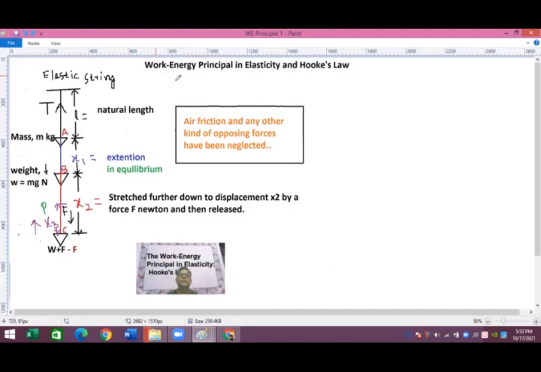In order to understand the work energy principle in elasticity, you should first have the knowledge of Hooke's law, and also the knowledge of resolution and composition of forces, and also what is potential energy and how it can be derived, what is kinetic energy and how it can be derived. Those sorts of basic ideas you require in order to go through the work energy principle in elasticity.